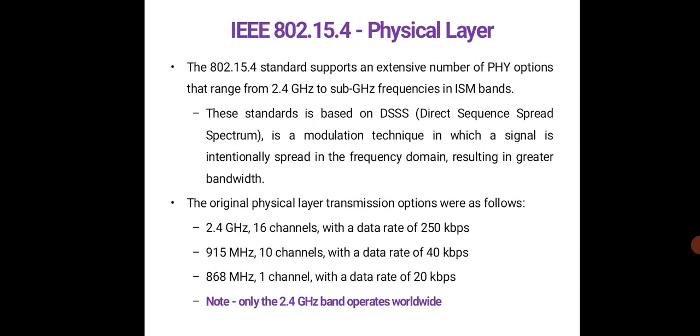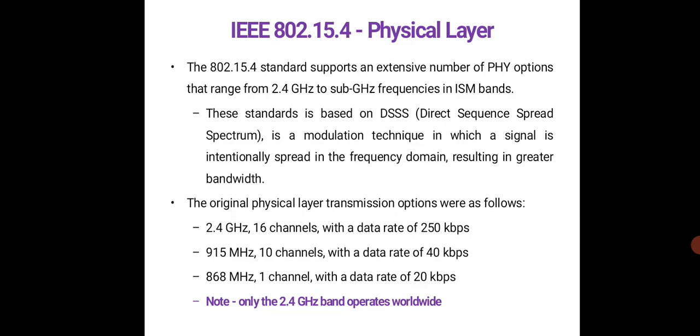So this has the basic layer, which is the physical layer. This standard supports an extensive number of physical options that range from 2.4 gigahertz to certain sub-gigahertz frequencies in ISM bands. These standards are based on direct sequence spread spectrum, which is a modulation technique in which a signal is intentionally spread in the frequency domain, resulting in greater bandwidth.